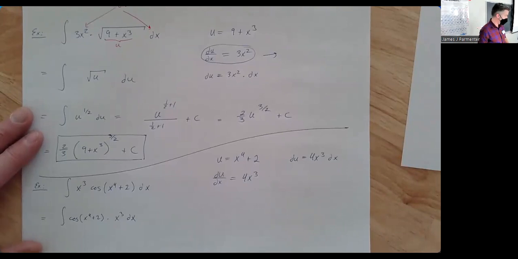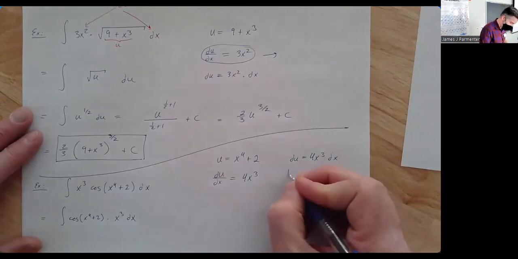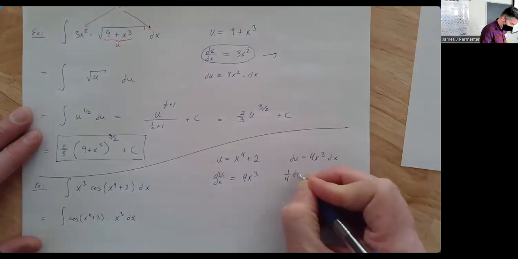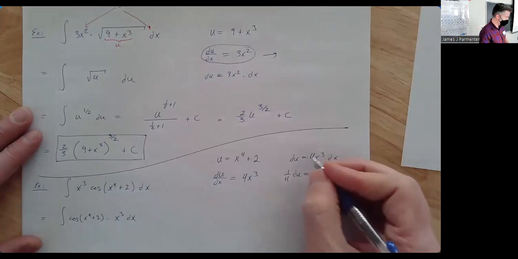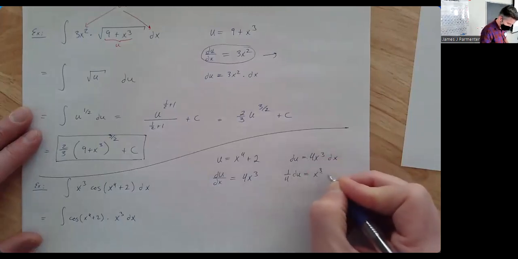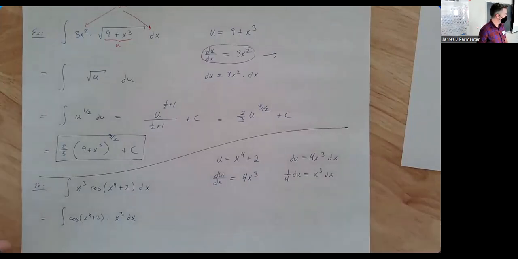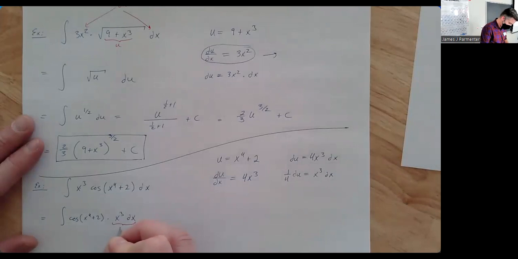I'm totally going to do something like dividing by 4. I prefer to say multiplying by 1/4, but same idea. 1/4 times du equals 1/4 times 4, which cancels out, times x cubed times dx. And now we can totally rewrite this. This is going to be 1/4 times du. It's going to be cosine of u.